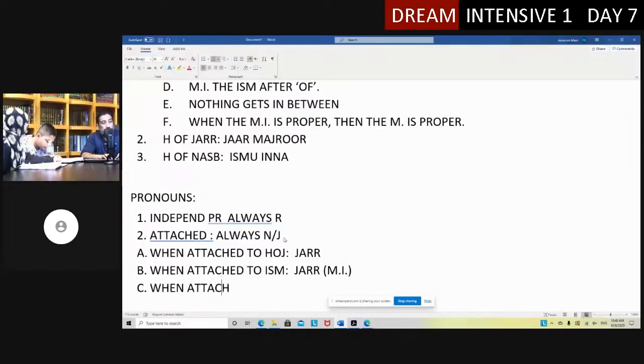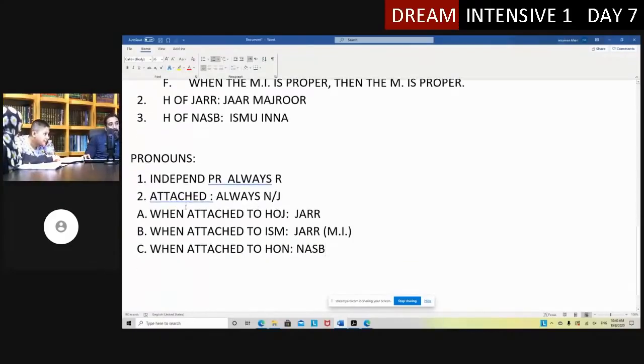When attached to a harf of nasab, take a guess. Nasab. So they're jar twice: if they're attached to a harf of jar or they're attached to an ism, they're jar. And so far, they're nasab once. When they're attached to a harf of nasab, they're nasab. That's your pronouns.